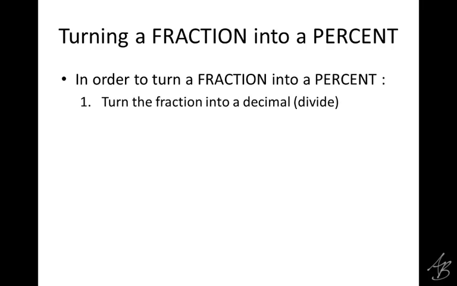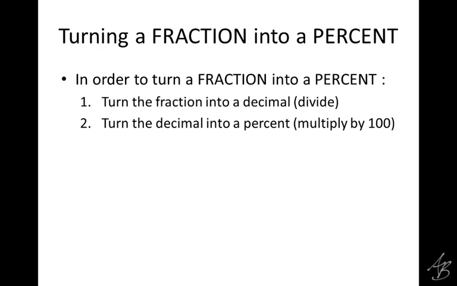And then after we turn it into a decimal, we can turn the decimal into a percent by multiplying by 100. So we're going to divide the top number by the bottom number, and then we're going to multiply by 100. So to turn a fraction into a percent, we're really just going to do the fraction and change it into a decimal, and then we're going to take that decimal and turn it into a percent. So we're just going to do stuff that we've already done here.